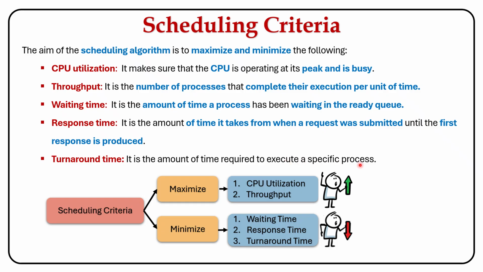The CPU scheduling algorithm should maximize the CPU utilization and throughput, and it should minimize the waiting time, response time, and turnaround time of a process.